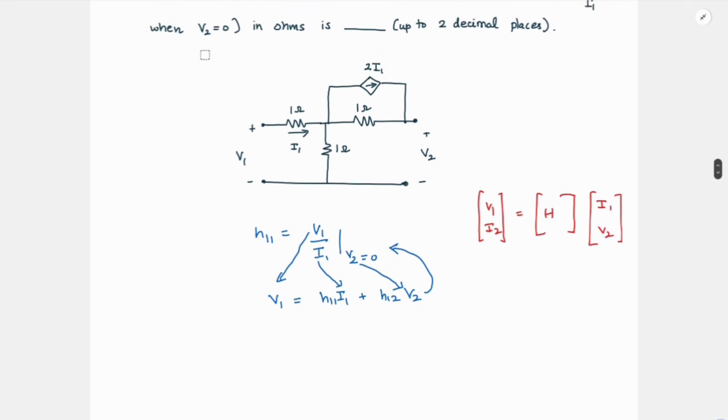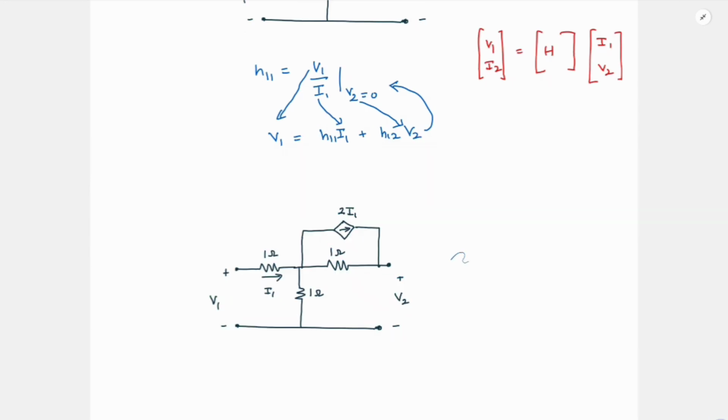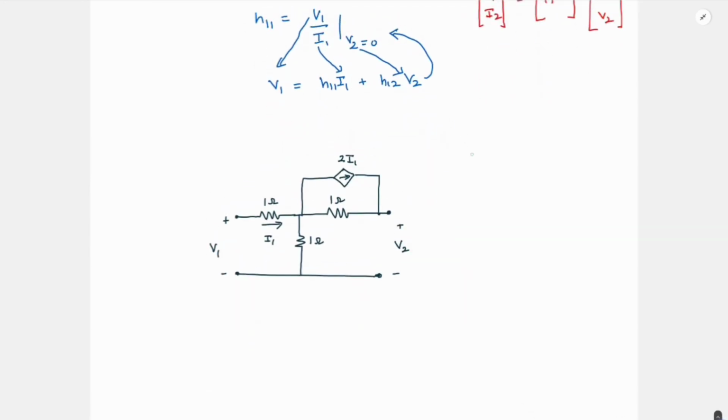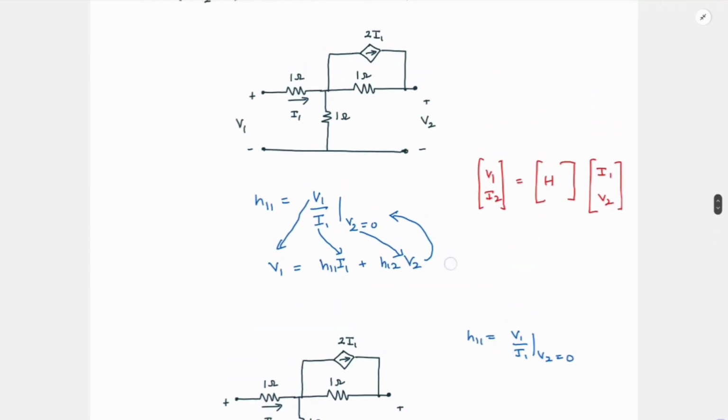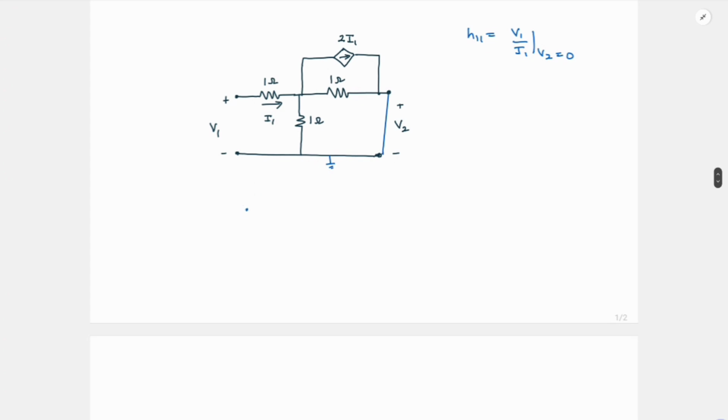Okay, so in this question, we just want to find H11. Here we want V2 to be 0. So I'll write it again: it is V1 by I1 when V2 is equal to 0, right? V2 is 0 meaning this should be shorted. So we short this and I'll take this as reference. If I redraw the circuit, I'll connect some V1 voltage and I need to find I1 here. V1 I can also put as 1 volt for convenience. Then my H11 becomes just 1 by I1.